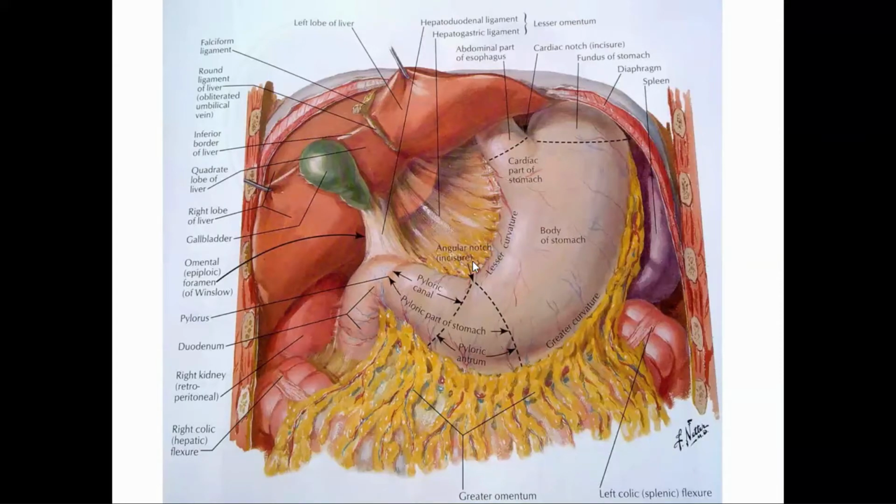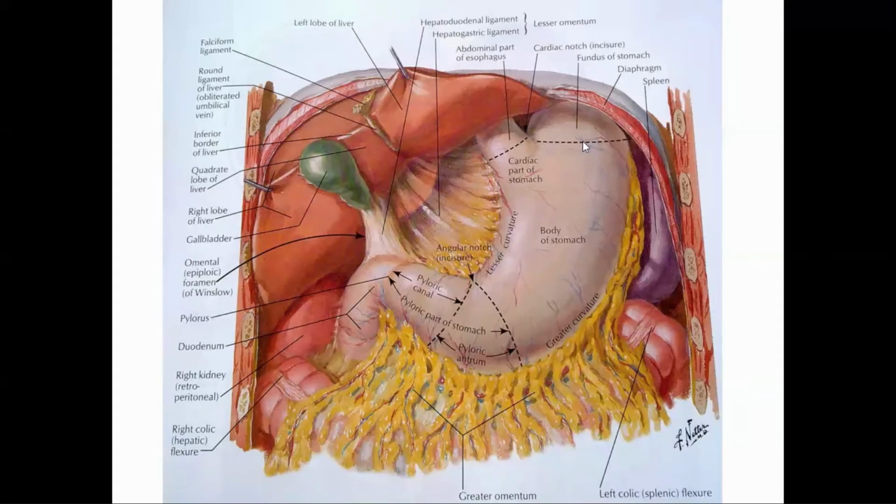And the most dependent part of the lesser curvature is the incisura angularis, or the angular notch. What is the most dependent part of the lesser curvature? The angular notch, or incisura angularis, is the most dependent part of the lesser curvature. This lesser curvature forms the right border of the stomach and gives attachment to the lesser omentum.